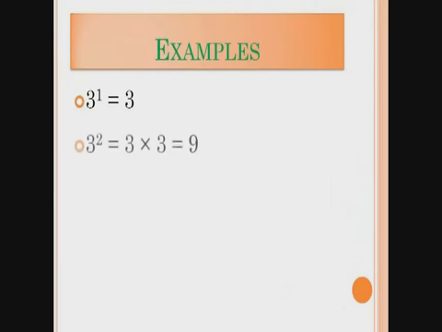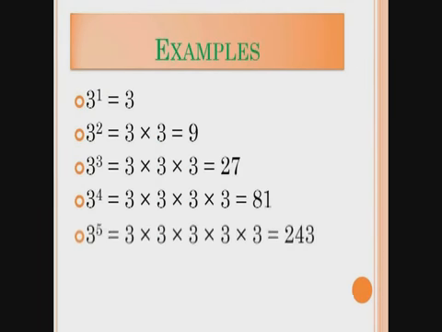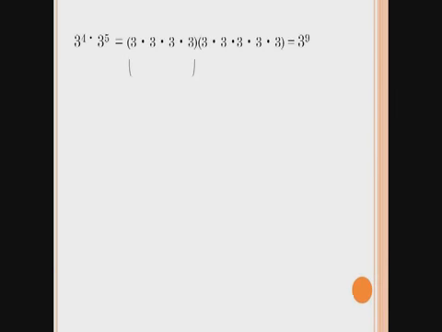Let's have some examples. 3 to the power of 1 is equal to 3. 3 to the power of 2 is equal to 3 times 3, that is 9. And 3 to the power of 3 is 27. 3 to the power of 4 is 81. And 3 to the power of 5 is 243. That means the exponent indicates how many times we multiply the base by itself.